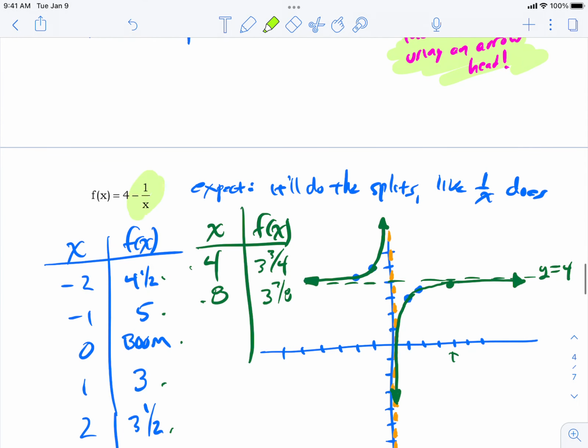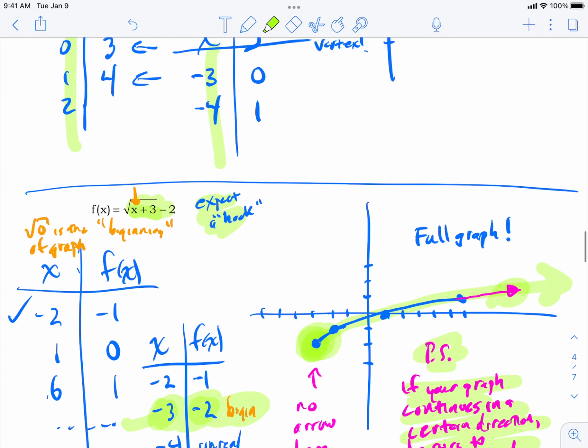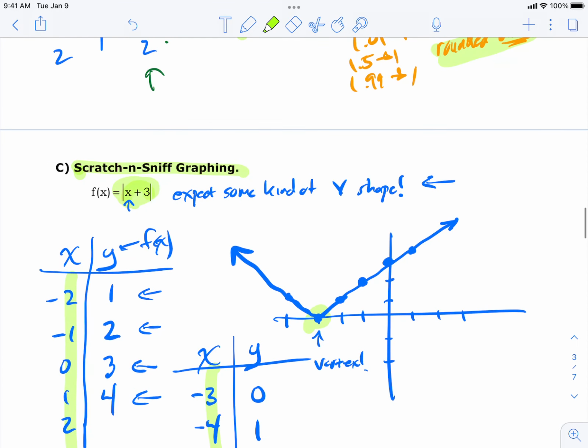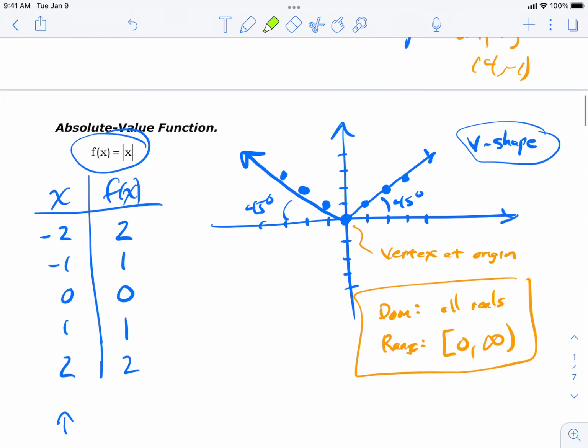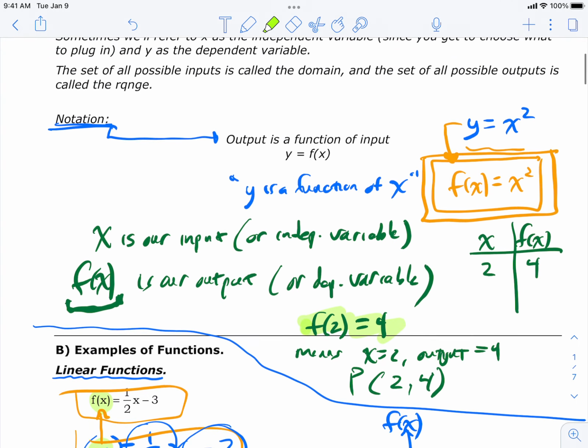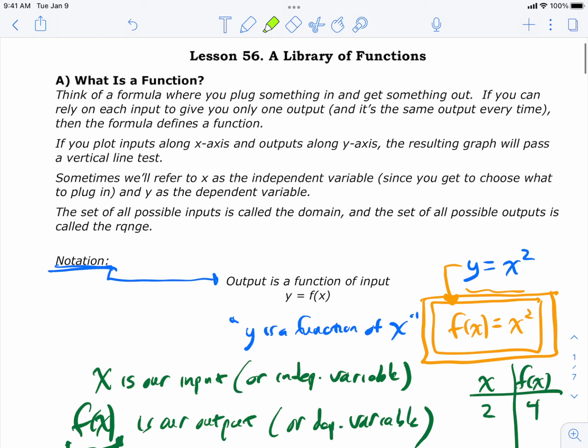Or with this one, I'm expecting some kind of a crosshairs or do the splits or whatever you want to call it. So let's find the splits. Here I'm expecting some kind of a hook. It'll start at some point and keep going. Here I'm expecting some kind of a V shape and so on. So these are some functions that we can play with as we get back to our scratch and sniff graphing and have a good time with our library of functions.